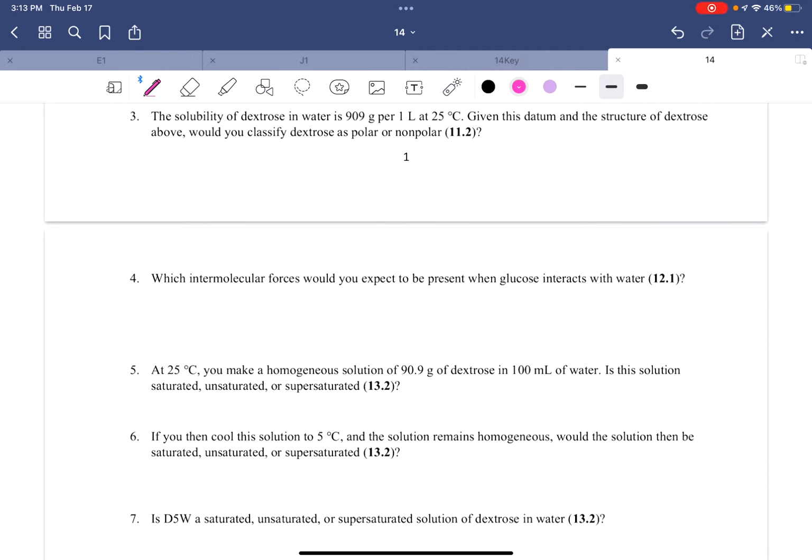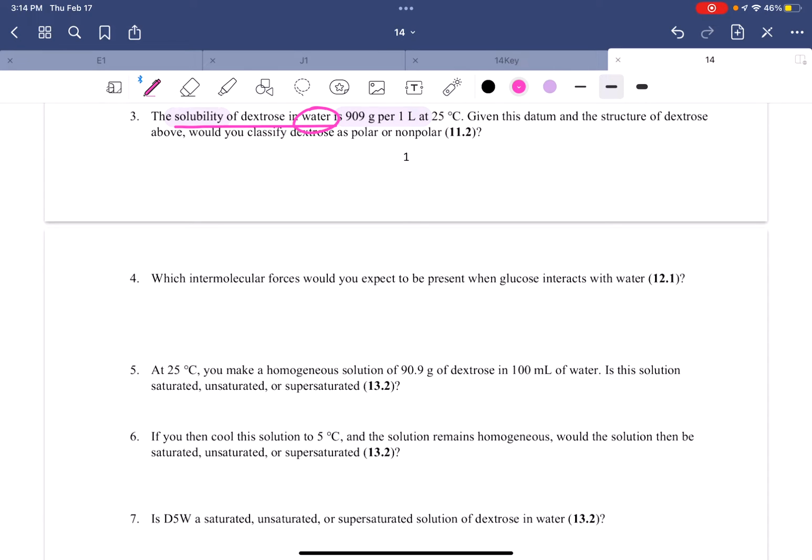Okay, so question 3 is asking about the polarity of dextrose, whether it's polar or nonpolar. And the information that we're given is that the solubility of dextrose in water is 909 grams per liter at room temperature. And 900 grams per liter, that's a lot of grams that we can dissolve in a very small amount of water. And so the solubility of dextrose in water particularly is really high.